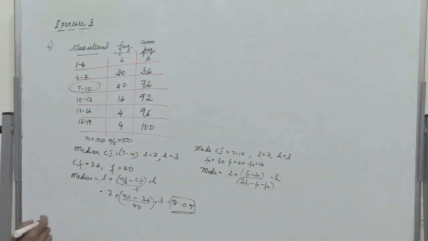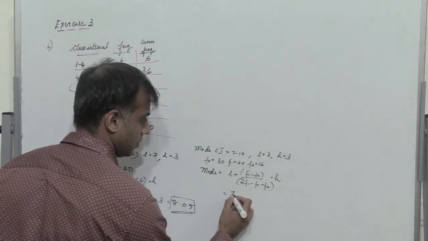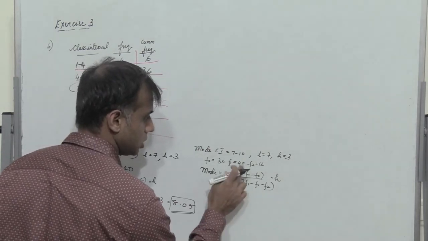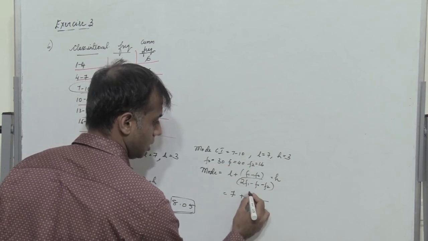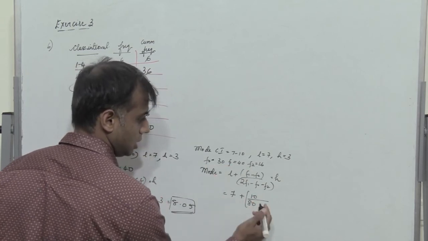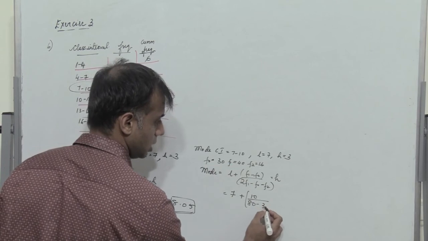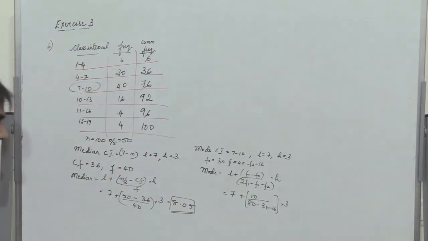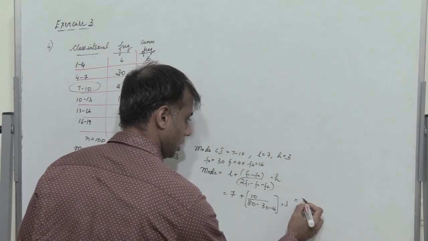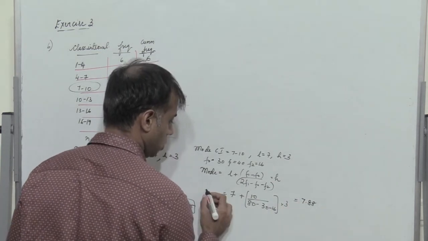So let's substitute all the values there. We have 7 plus (40 minus 30 is 10) divided by (2 into 40 is 80, minus F0 which is 30, minus F2 which is 16), into H, which is 3. Alright, so therefore we get the value as 7.88. So this is the mode value.